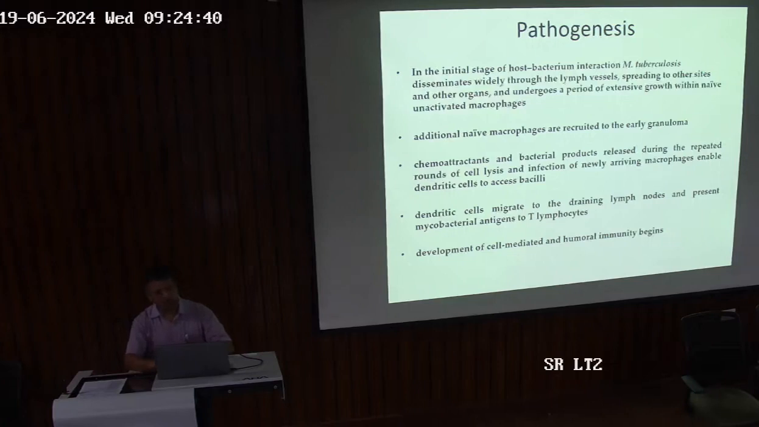Then additional naive macrophages are recruited to the early granuloma. Then chemoattractants and bacterial products released during the repeat rounds of cell lysis and infection again attract many macrophages and the dendritic cells, which will present this to the immune system. So these dendritic cells migrate to the draining lymph node and present the mycobacterium antigen to the T lymphocyte. That is why the immunity in this disease is predominantly cell mediated. So wherever there is a decrease in cell mediated immunity, there is activation of the disease.